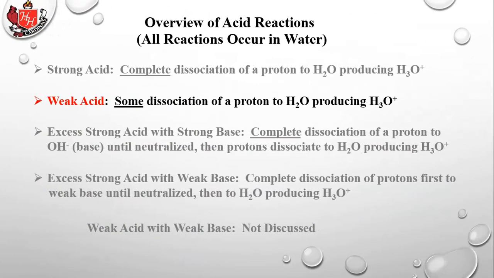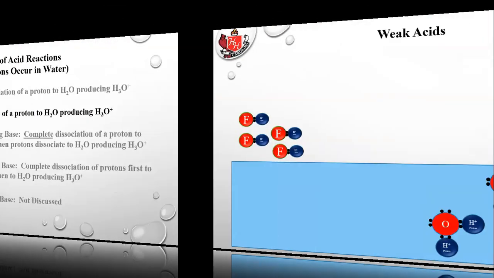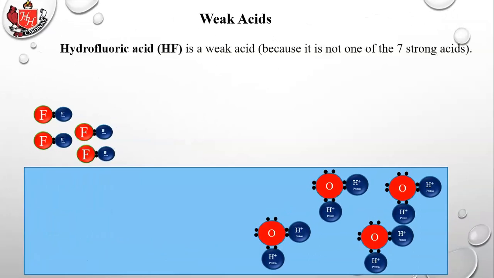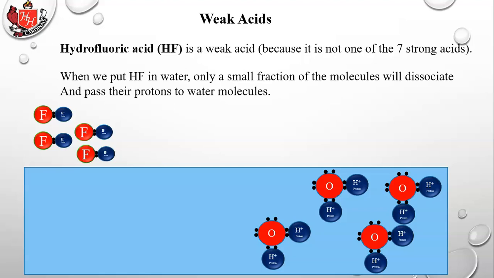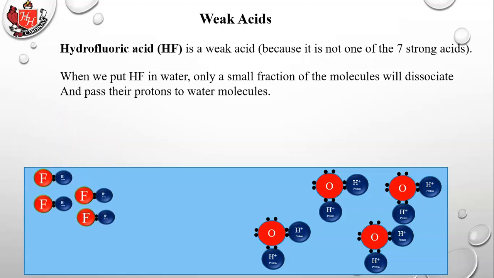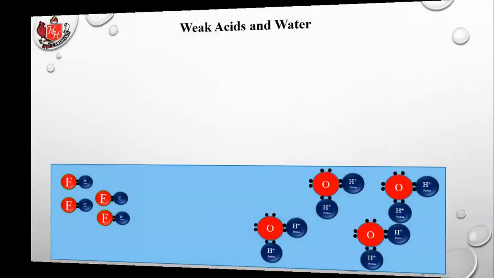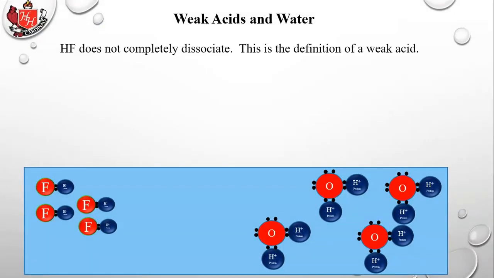Now a weak acid, so that's some dissociation of a proton to a water molecule, producing a hydronium ion. So hydrofluoric acid is a weak acid because it's not one of the 7 strong acids. The reason you need to memorize the 7 strong acids is because if an acid is not one of those 7, then it's a weak acid, and there are tens and tens of thousands of those. When we put hydrofluoric acid in water, only a small fraction of the molecules will dissociate and pass their protons to the water molecule. So there we see 4 of them dropping into the water. So HF does not completely dissociate. This is the definition of a weak acid.